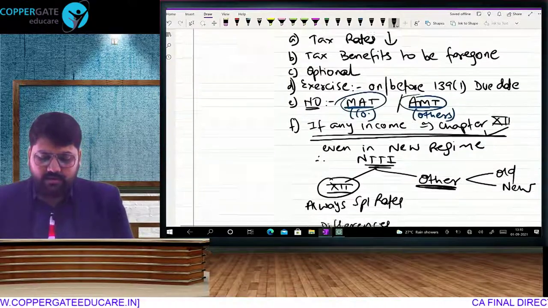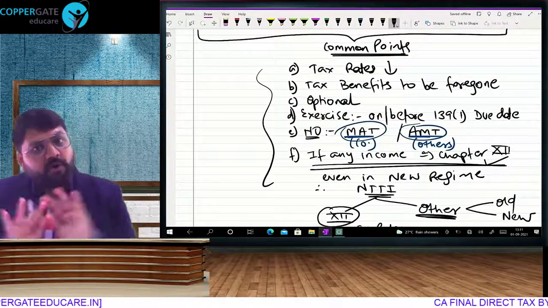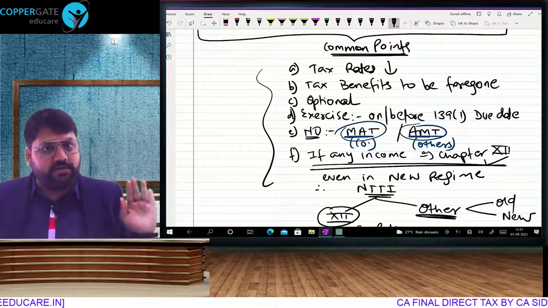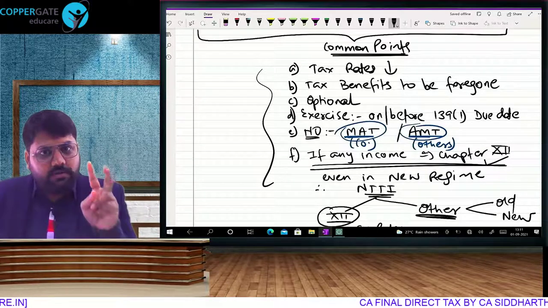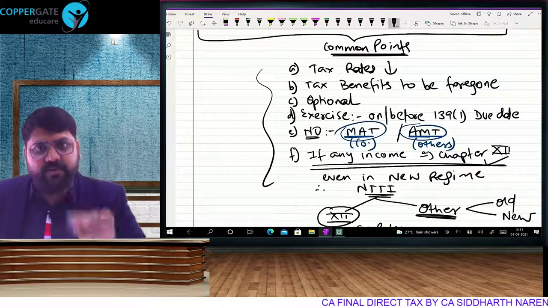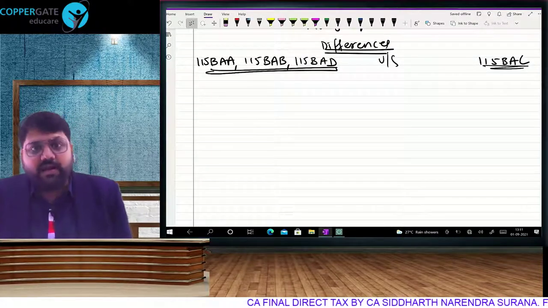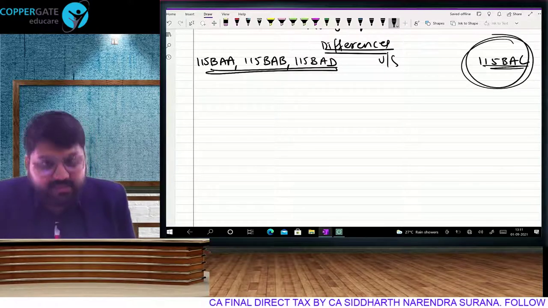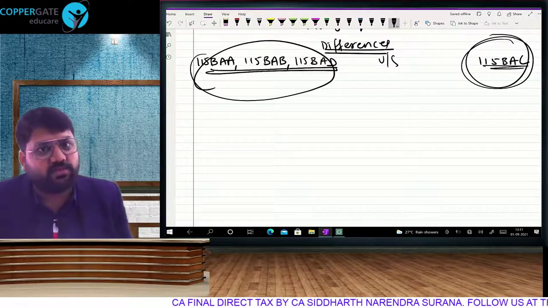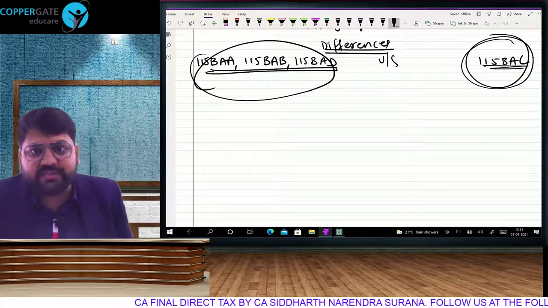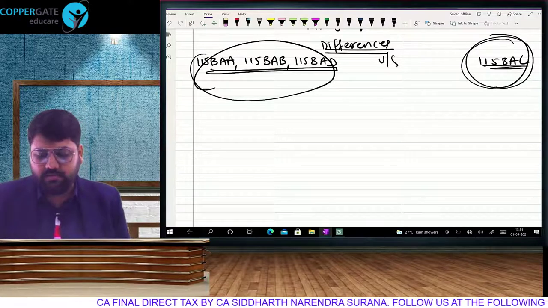Listen. These 6 points are applicable for all four. Common points: tax will reduce, but forgo tax benefits, optional before the due date of return filing, no MAT, AMT, and special rates will apply. But there are two things which are different only in this section. That means, can I say these three are still together only? The difference is only in which provision?